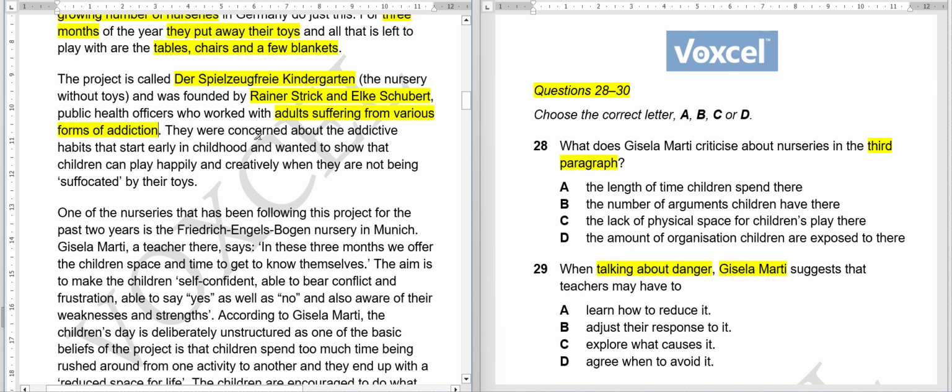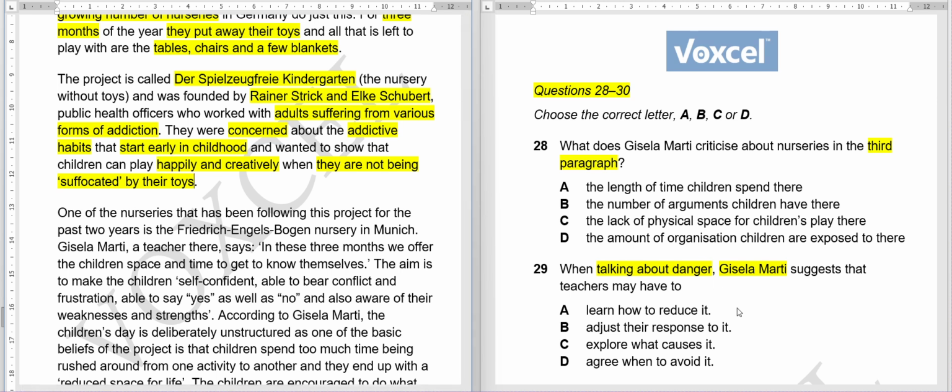So why did they start? Because they were concerned that these addictive habits, like the way we get addicted to something, start early in childhood. So they wanted to show that children can play happily and creatively when they are not being suffocated by their toys. They don't have any toys with them, so they start using their imagination and they're still happy while playing with inanimate objects like tables, chairs, blankets, and their peers, their friends. They are still happy while doing that.